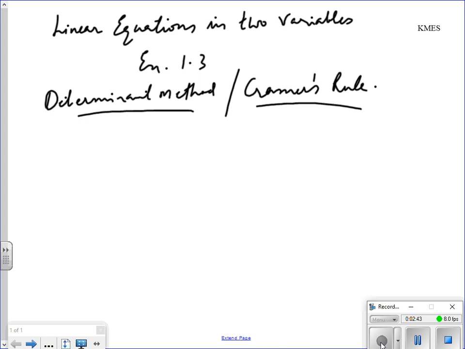The method that we are going to learn today is called the determinants method or Cramer's rule. In this method, we'll learn how to solve linear equations using determinants. The problem is, at present we don't know what a determinant is. So before we proceed with solving linear equations using Cramer's rule, we will first try to understand what exactly a determinant is.